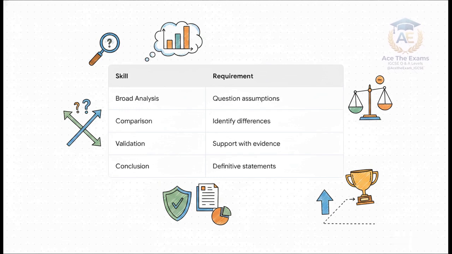Under validation, they don't just make claims, they support every single claim with hard, mathematical evidence extracted directly from the stimulus data. Finally, for the conclusion, they draw definitive statements about the relative importance of their findings and acknowledge the limitations of the data. This framework is your ultimate blueprint for elite evaluation marks. It takes a mediocre, purely factual answer and elevates it to a flawless, full-mark response.